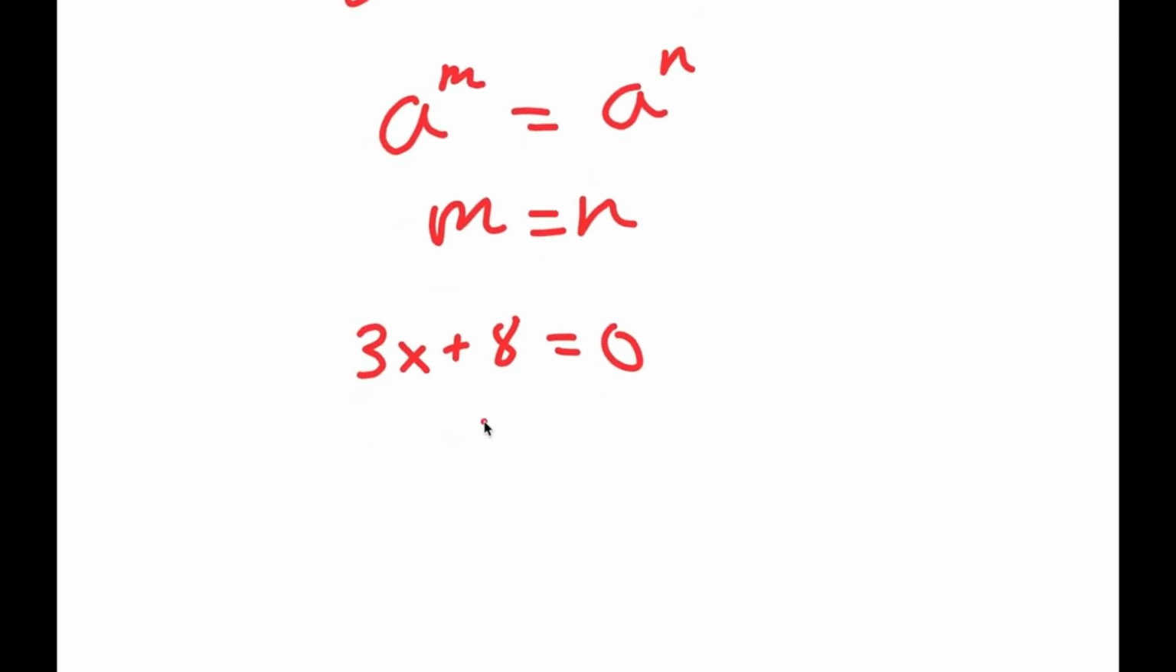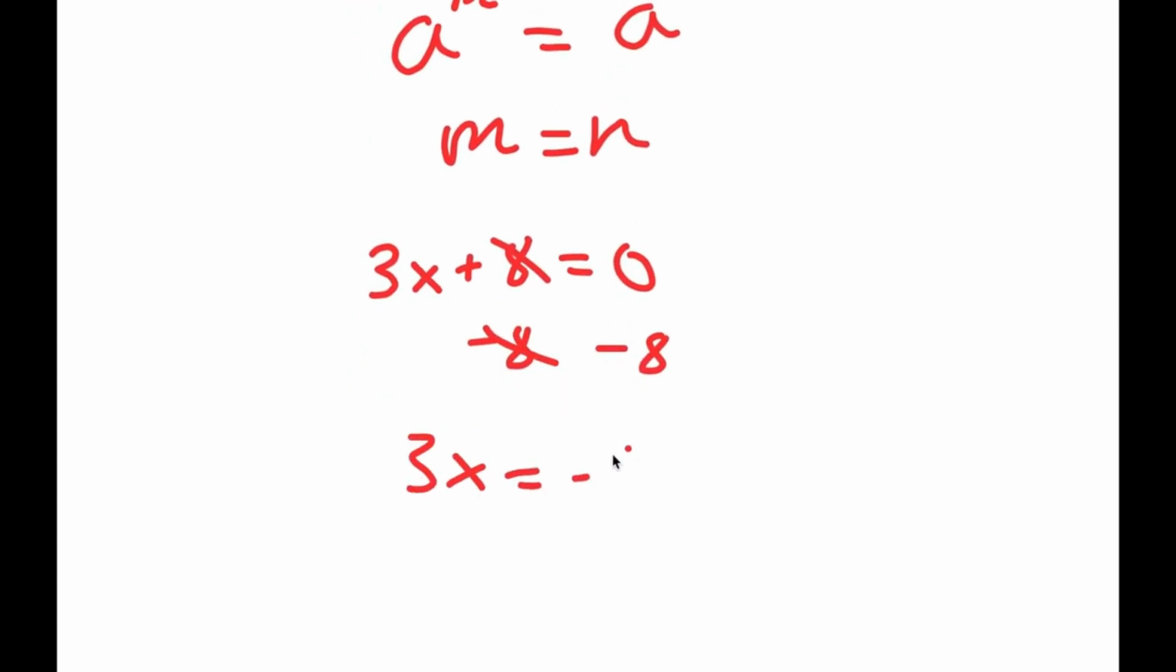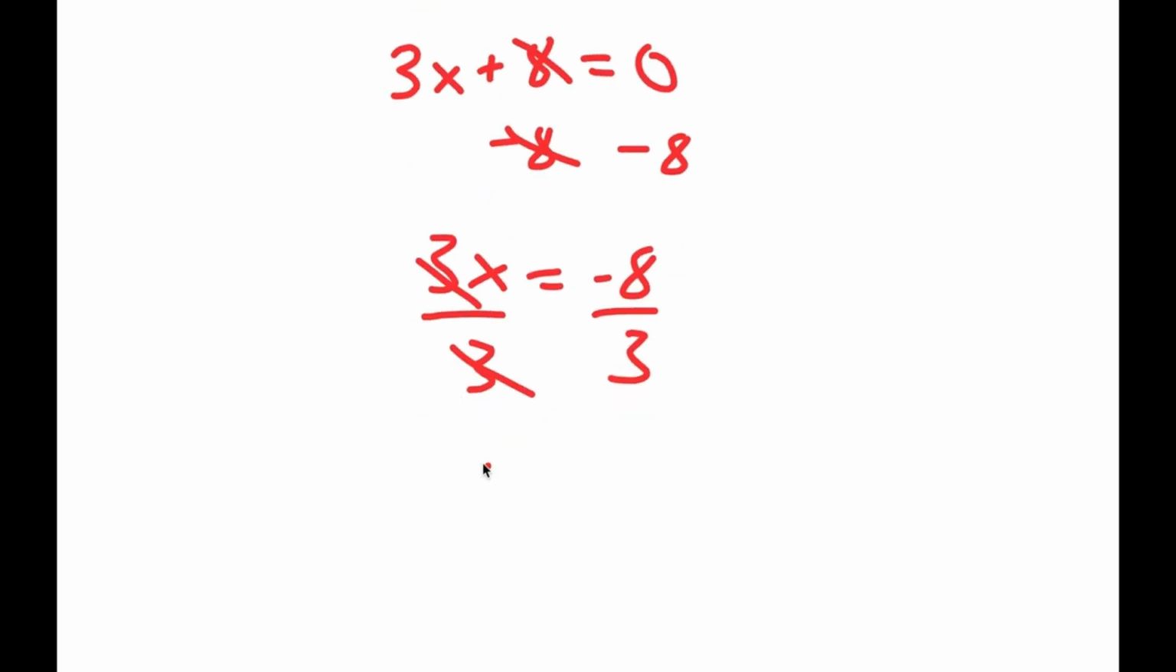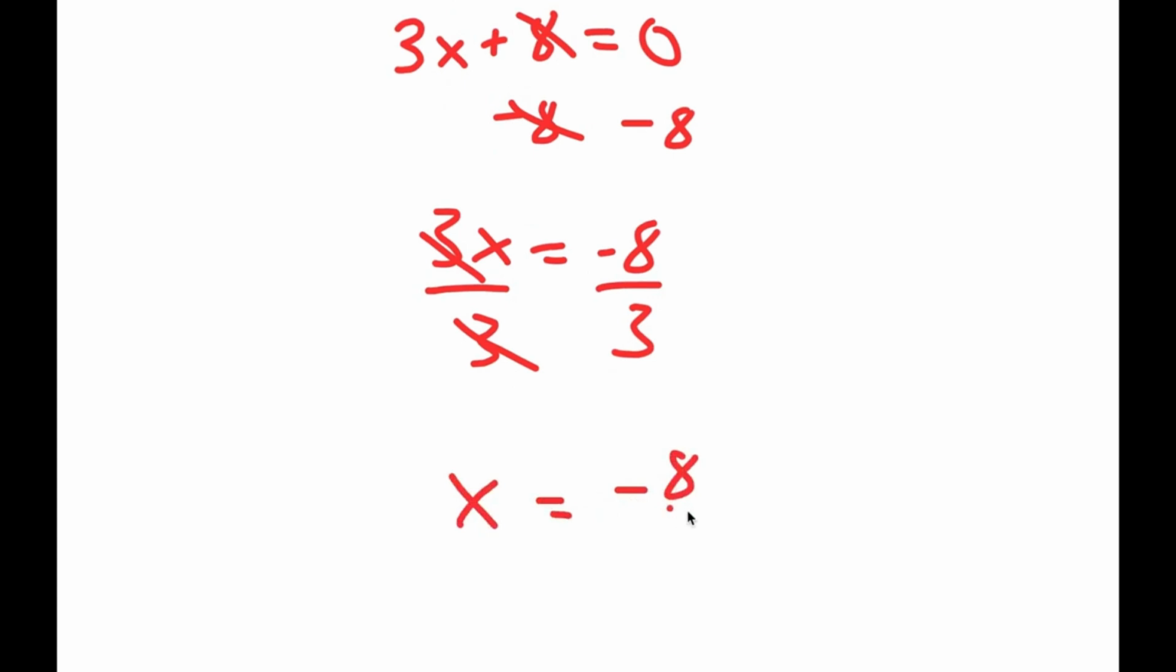And now we have a simple equation. All I have to do is subtract 8 on both sides, so I get 3x is equal to negative 8. And now if I divide both sides by 3, I get x is equal to negative 8 over 3.